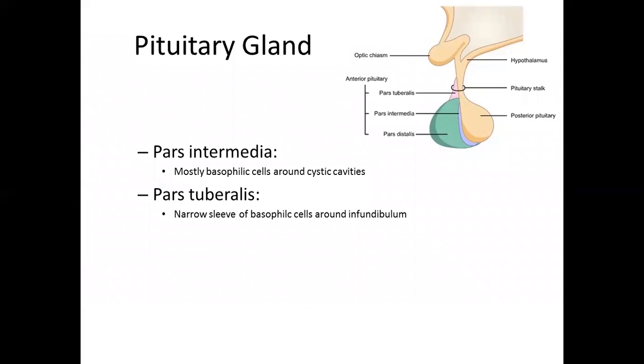Now, if we talk about the remaining two portions of the anterior pituitary, which are pars tuberalis and pars intermedia, both of these areas are majorly occupied by basophilic cells, but the pars intermedia has a very characteristic feature: these basophilic cells are arranged in follicles, and those rounded arrangements are termed cystic cavities.